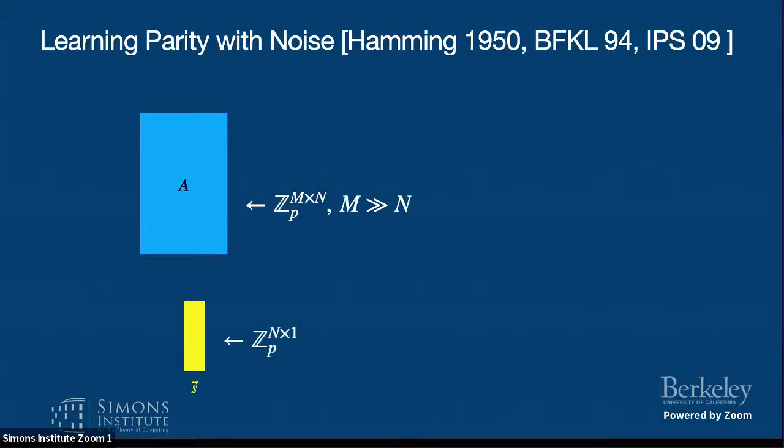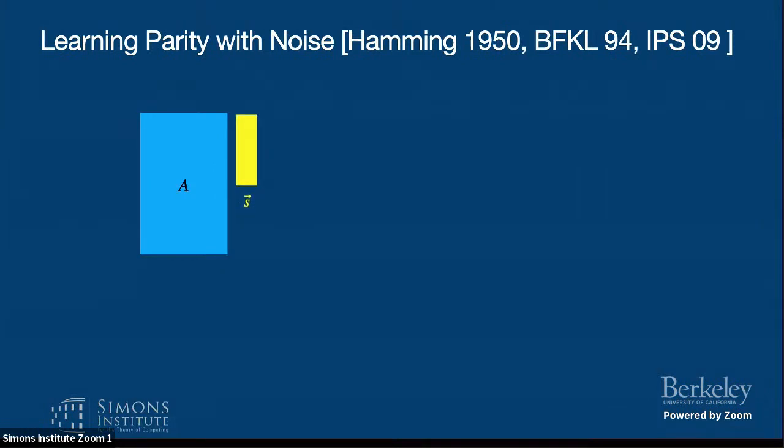Now, what do I do? By the way, for the field, you can think of F2 or whatever field you want. The most studied setting is F2. Then you multiply a secret S from Z_p to the N, and you take this combination. Now, at this point, if I gave you A and this combination of A and S, and I asked you to solve for S or decode S, it's really easy. You can simply run Gaussian elimination and solve for it.